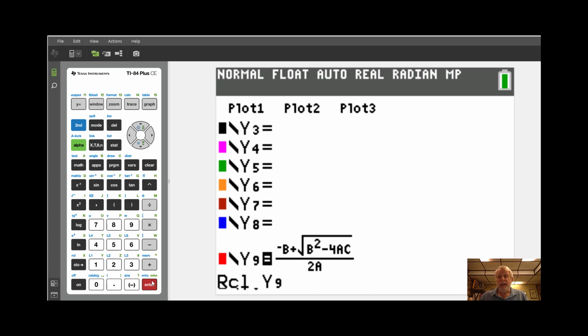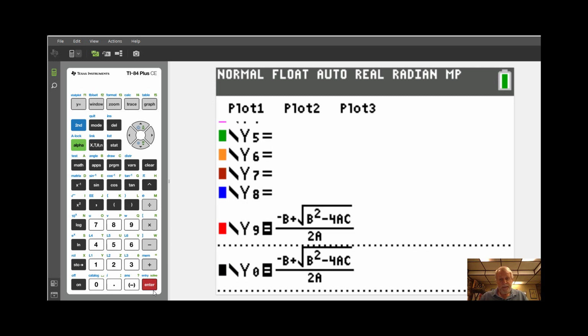And I was sitting in Y0, so when I recall it and press enter, it pastes it there. So let's go ahead and press enter. And there it is. Again, if I went too fast, just rewind it, play it again.